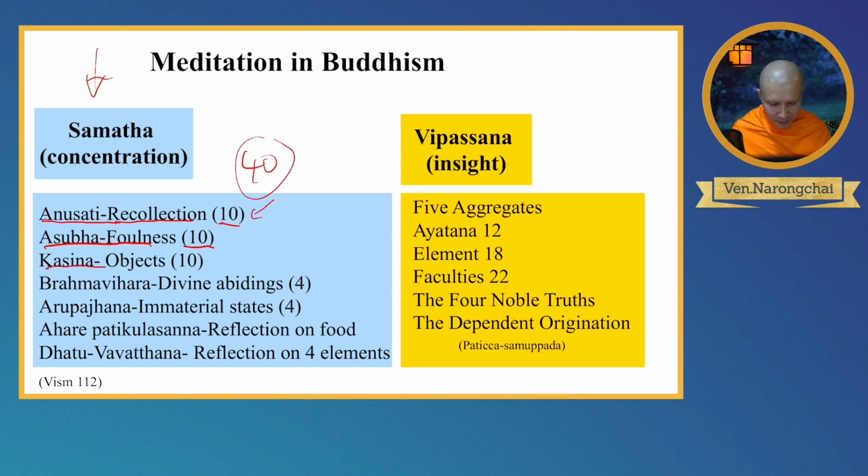Kasina objects. There are 10 of them. We're talking about color, something bright: the green, the red, the white, whatever color people use. Sometimes they use a flame. They light up a flame like a candle, and people look at the flame just to keep the mind still. When we visualize a bright shiny star at the center of the body, this is considered a kasina. It can be the full moon, the star, or a crystal ball. It falls into this category.